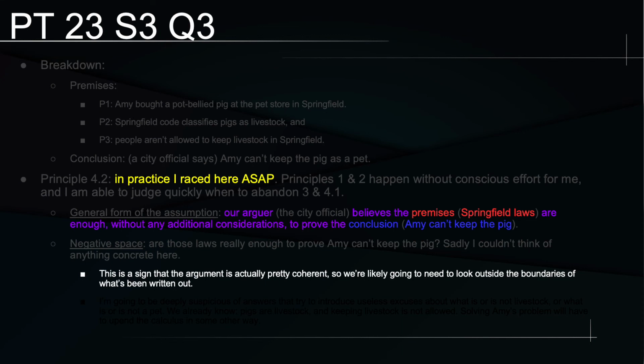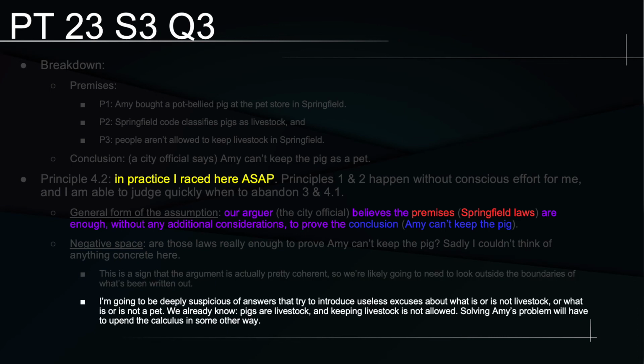And this open and shut nature, this sort of coherence, is a sign that the argument is actually pretty coherent overall. So we're likely going to need to look outside the boundaries of what's been written out when it comes to questioning the ability of this arguer to prove their point. So I'm going to be deeply suspicious of answers that try to introduce useless excuses about what is or is not livestock, or what is or is not a pet. We already know pigs are livestock, and keeping livestock is not allowed, period. So solving Amy's problem with keeping the pig will have to upend the calculus in some other way that doesn't have to do with these very clear classifications that we know are guaranteed to apply here.